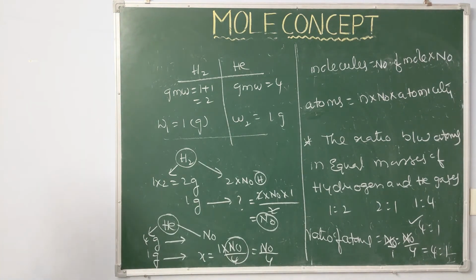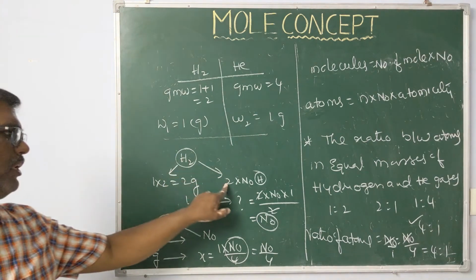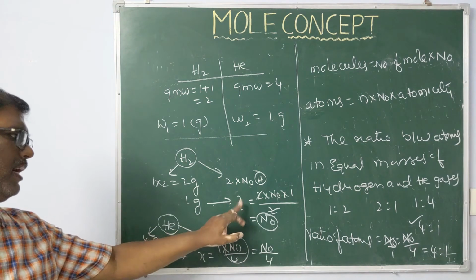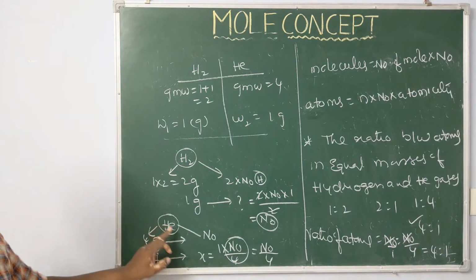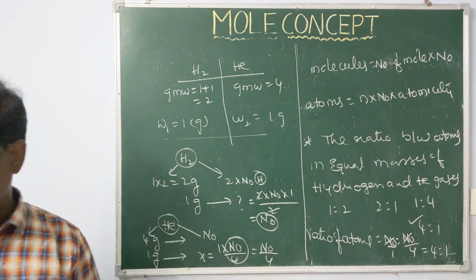Again, according to the formula, 2 grams of hydrogen has 2 into Avogadro number of atoms. 1 gram contains how much? Similarly, 4 grams of helium has Avogadro number of atoms. 1 gram of helium has how many atoms?